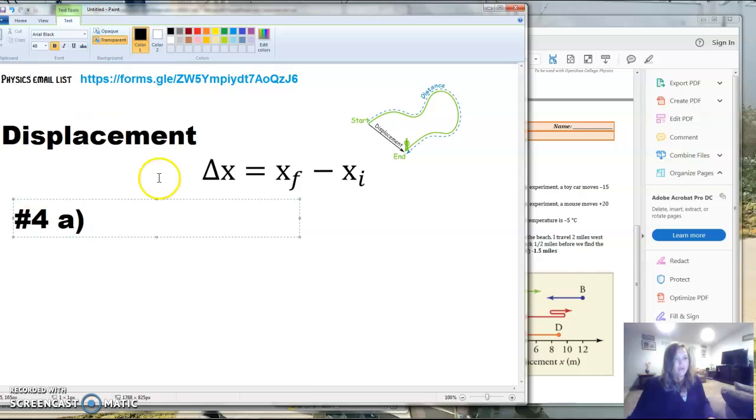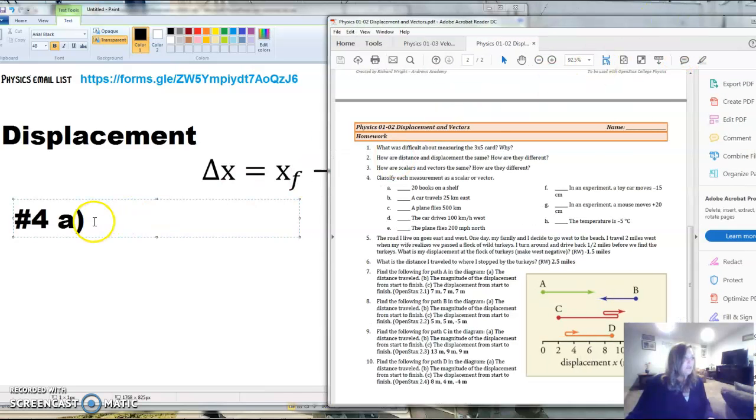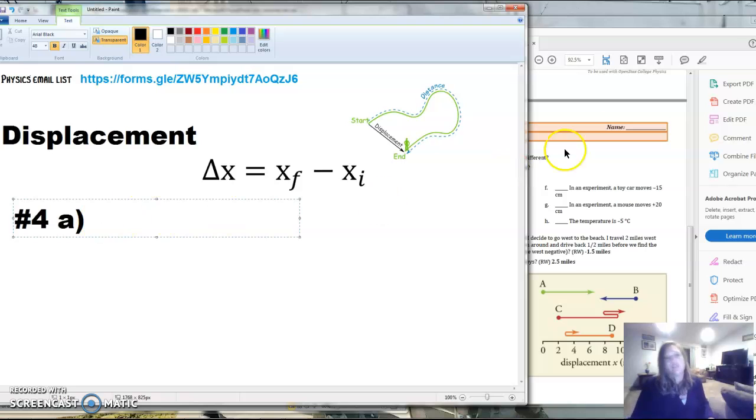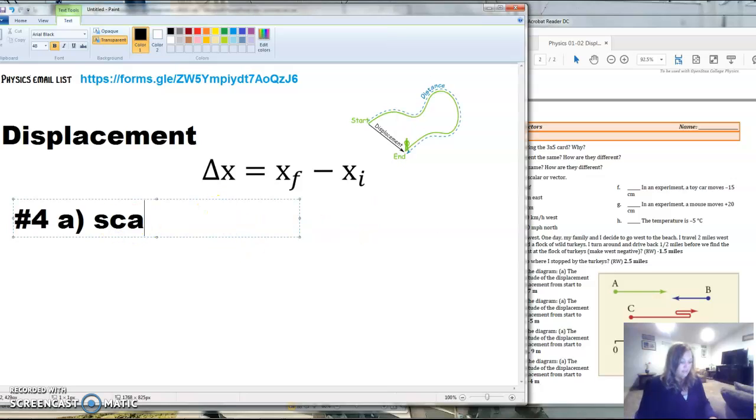So number 4A asks us, 20 books on a shelf. So books on a shelf, that's just a number. It's not going anywhere. It doesn't have direction. So it is a scalar quantity.